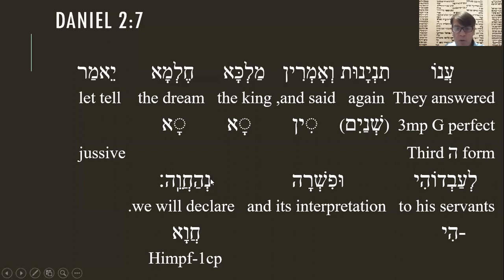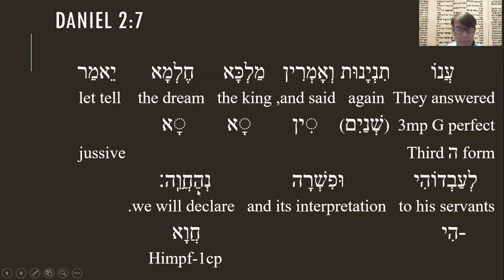So it is hey imperfect. The nun is the we of the imperfect tense. The hey is the hafel. So this is the causative. This is the we. We will cause to be known its interpretation. You'll notice that this is a third aleph verb in Aramaic, and in Aramaic, alephs and heys kind of, I guess, blur into each other. And so for whatever reason, the aleph has gone away and it's a hey. Again, we say, what the hey?